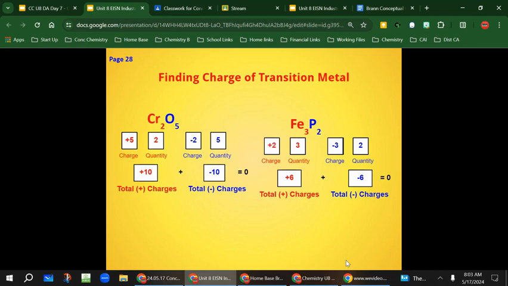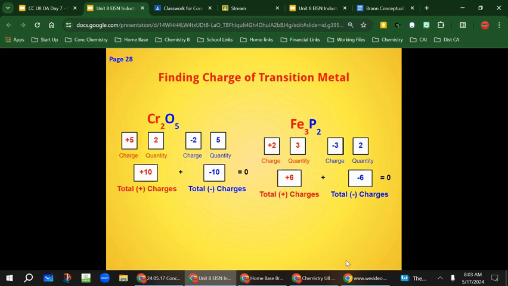You can find the charge, ladies and gentlemen. You can find the charge. Questions? Now, here's the honest to goodness truth. Even if you don't know the exact charge, what is the charge of a metal in a compound always?